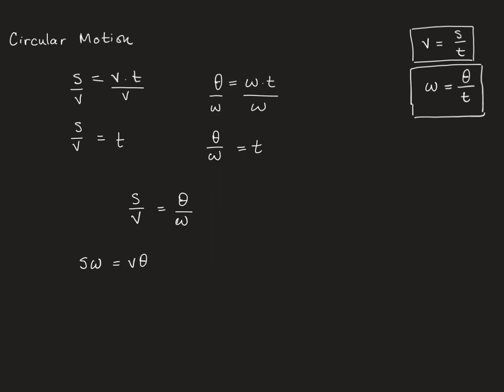But we have another way to write S. S is equal to R theta. So if I replace S with R theta, I get this. Now I have theta on both sides, so let's see what happens if I divide by theta. I get R times omega equals V, or again, turning that around, V equals R times omega.